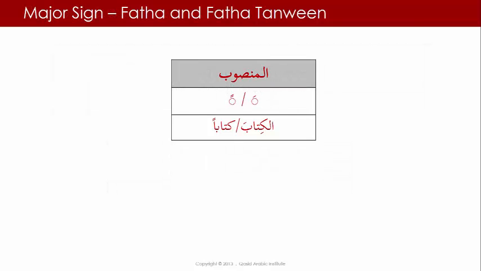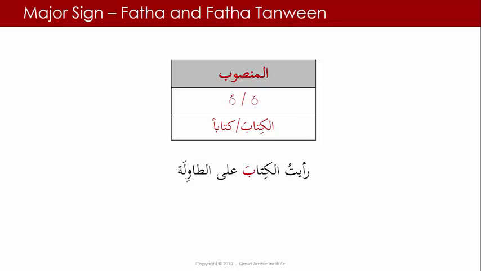The major sign of the mansub case is the fatha and the fatha tanween. Notice al-kitaba. The ba has a fatha on the end of al-kitab. Kitaban has a fatha tanween sitting on the alif. Al-kitaba with a fatha is in the mansub case. Fatha is its sign. Kitaban is also in the mansub case, and fatha tanween is its sign.